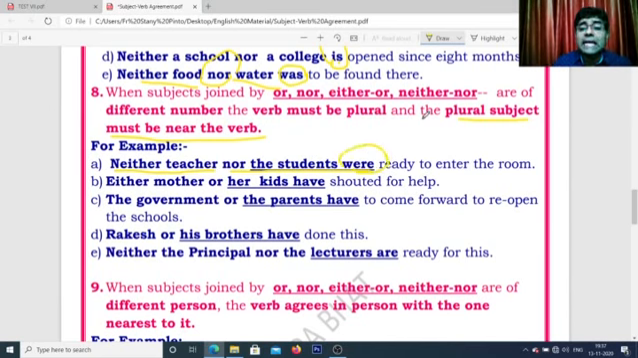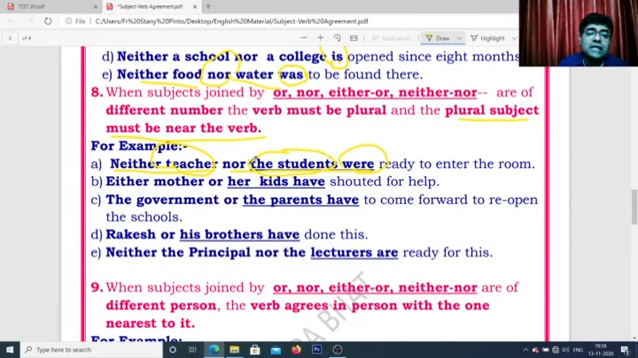Okay. And another condition is that the plural subject must be near the verb. What is that? Neither the students nor the teacher were ready to enter the room. That sentence is going to be wrong. Whenever there is a plural verb, the plural subject should be closer to the verb. Please remember here. Now there are two subjects here: the teacher, singular subject, and the students, plural subject.